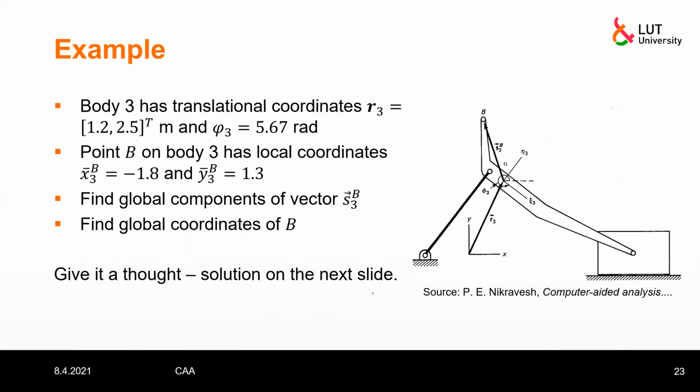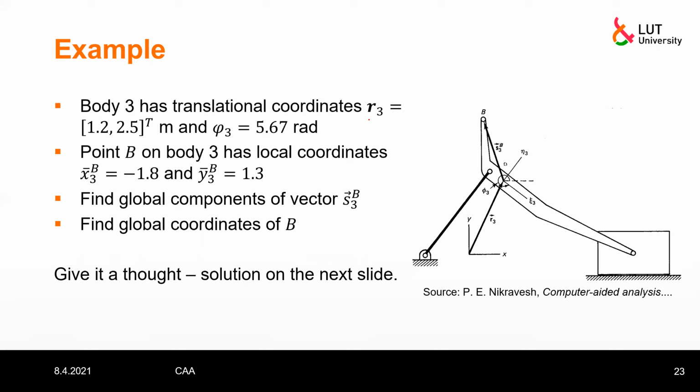Okay, so here's a simple example with some numbers and some mechanisms. We want to describe point B that is located on body 3. So this is a local coordinate. Instead of using x and y with numbers, it uses ξ and η to describe the local x and y axes. And we have defined some numbers here.